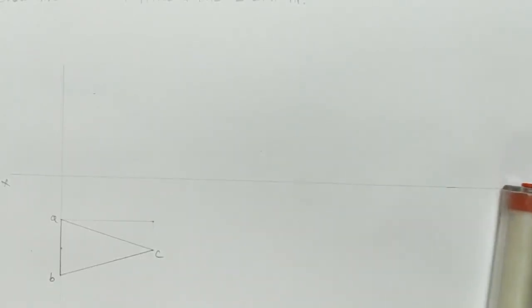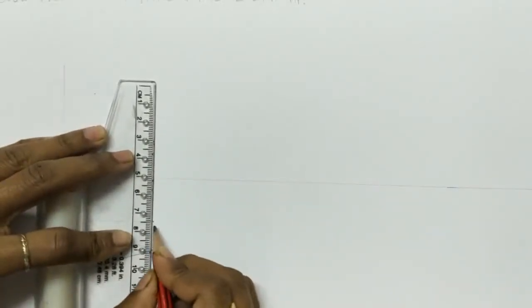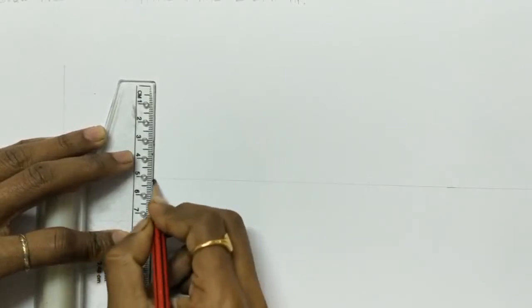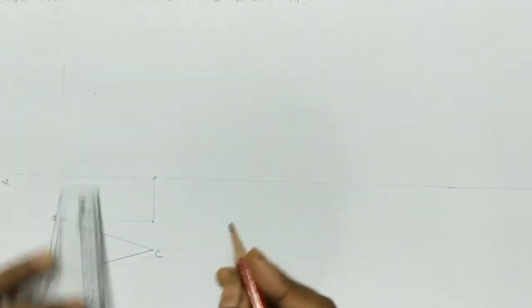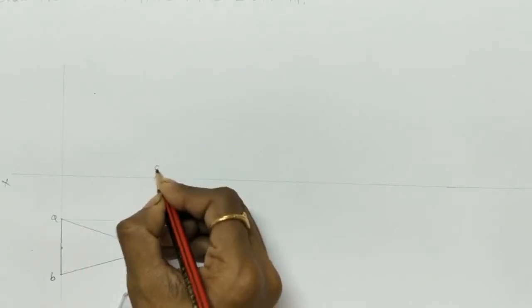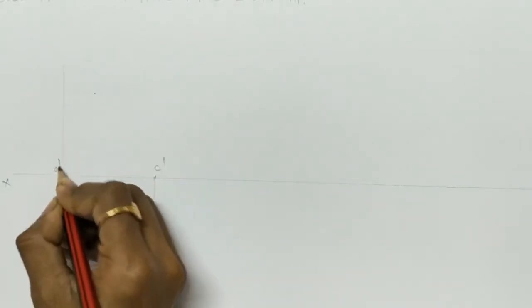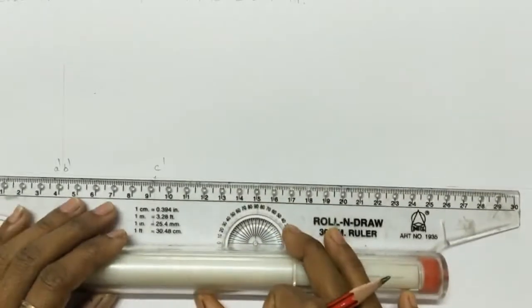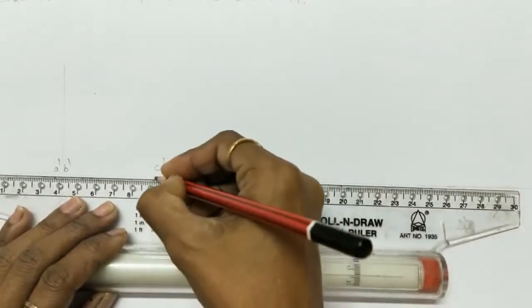Now we will draw the front view. So this is point C dash, and this is point A dash B dash. This is our front view.